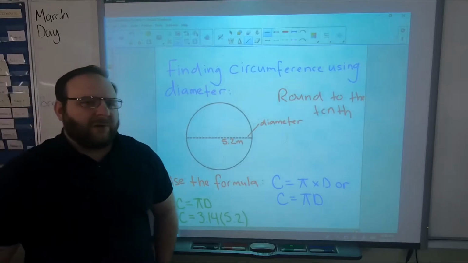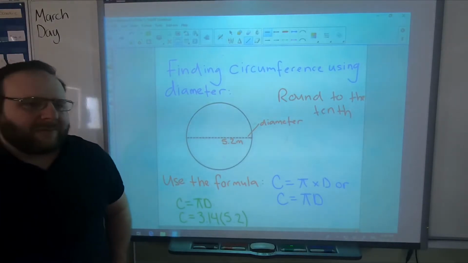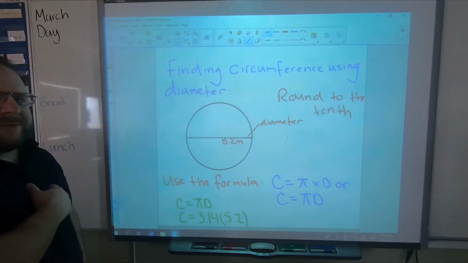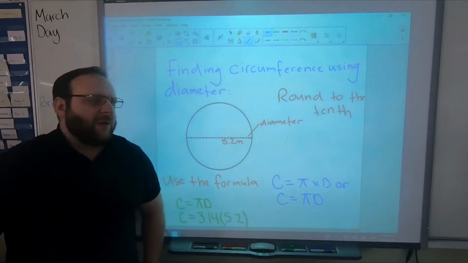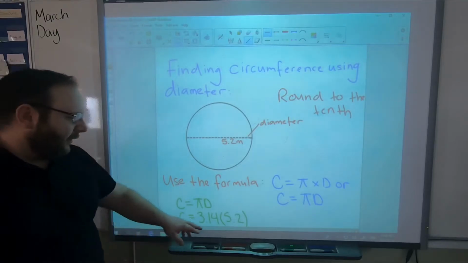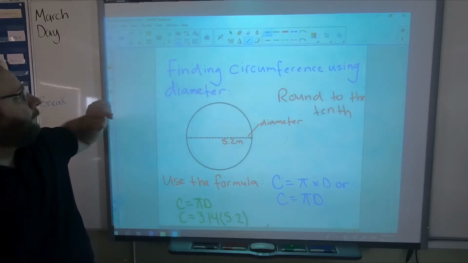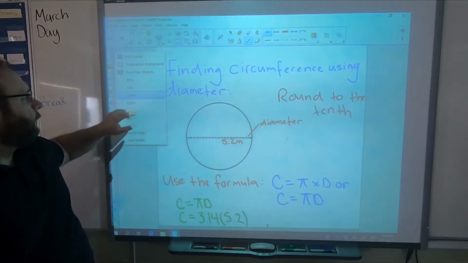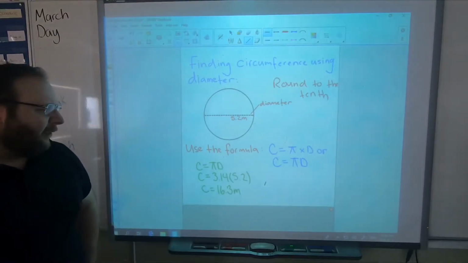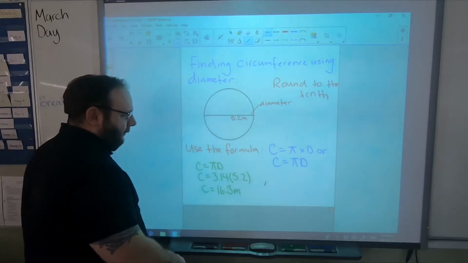Do you know how to multiply decimals? Yes, you should. We've been practicing them since September. We do them almost daily in our math reviews. So multiplying decimals should be something you remember, and if you're having trouble with it, you're going to need to practice, because that is something you're going to need to have for this unit. And when we multiply 3.14 by 5.2, we're going to get 16.3 meters.